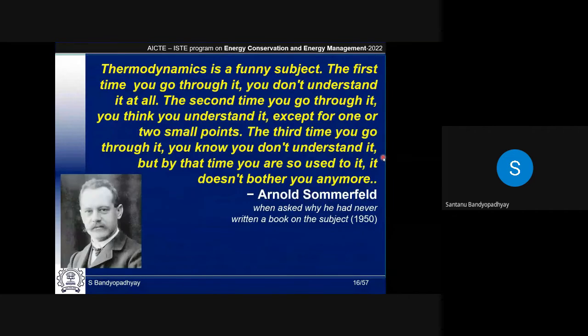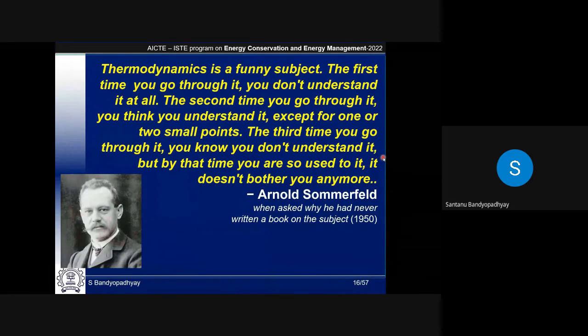So pinch analysis essentially tries to look at it from a thermodynamics point of view. Now, those of you with a thermal background or who have gone through thermodynamics, I'm sure that all of you will agree with the statement of Professor Arnold Sommerfeld. He said thermodynamics is a funny subject. The first time you go through it, you don't understand it at all. The second time you go through it, you think you understand it, except for one or two small points. The third time you go through it, you know that you don't understand it. But by the time you are so used to it, it doesn't bother you anymore. And maybe we go there and start teaching with this confusion. Okay.